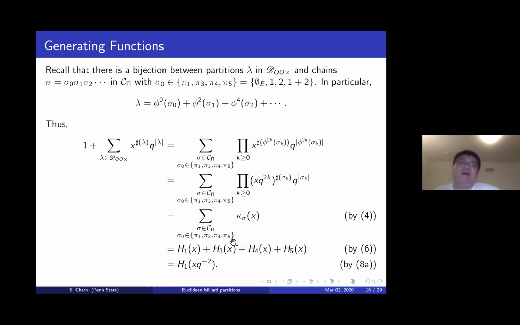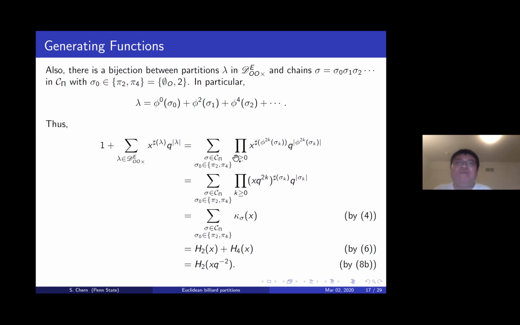So in other words, to find an explicit form for the generating function, we just need to find an explicit form for h1. And for the generating function for partitions in D sub O cross sub E, we have the same thing. The generating function is just h2 of x cubed to the power of -2. So now our task becomes finding the explicit forms for h1 and h2.